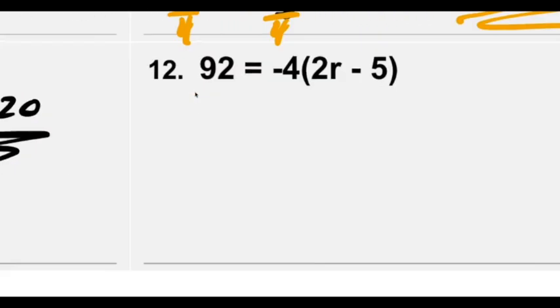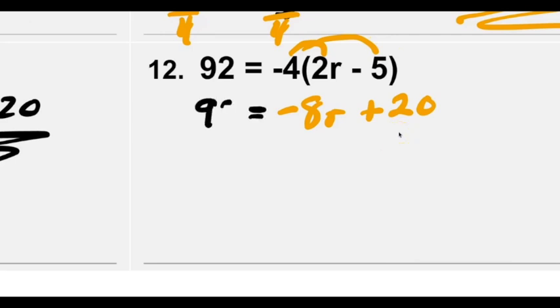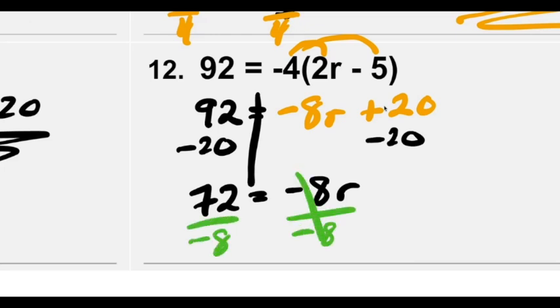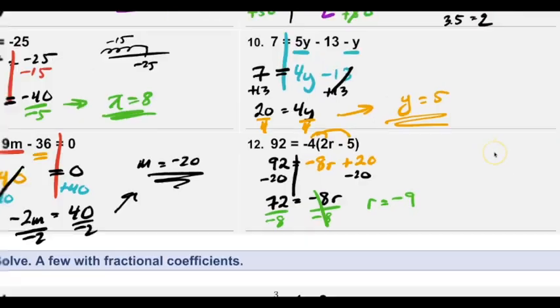Next one, let's actually distribute this one. So it goes into both. I get -8r plus 20, -4 times -5, positive 20, equals 92. And then we just gotta solve it. Minus the 20 from both sides. 72 equals -8r. Then we're just gonna divide by -8. Those are gone. I get r equals -9. 72 divided by 8 is 9. Don't forget the negative, so -9.